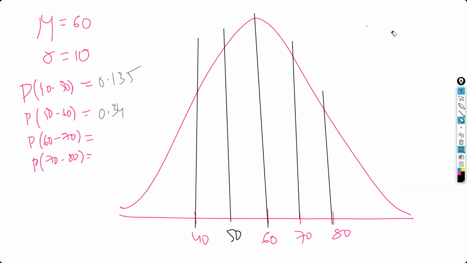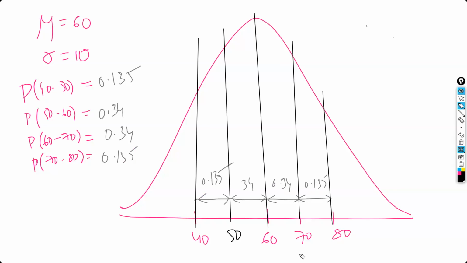From 60 to 70, again that is also going to be 0.34, and 70 to 80, 0.135. See, I'm writing here. I'm not talking about distance, since distance from 40 to 50 is 10 again. I'm saying probability. From here to here it is 0.135, from here to here it is 0.34, and from here to here it is 0.34. Now from here to here it is 0.135.